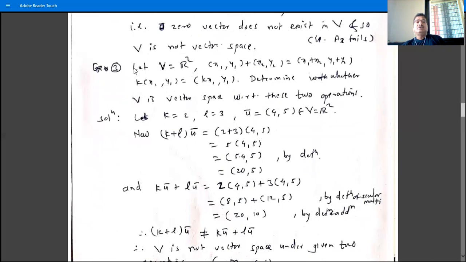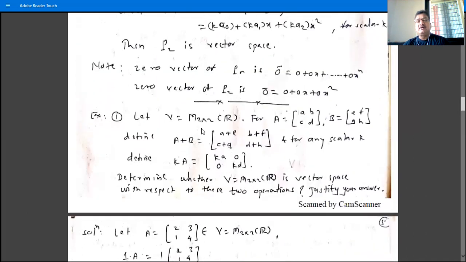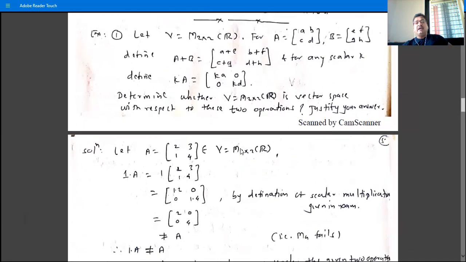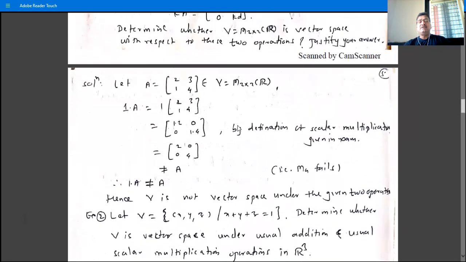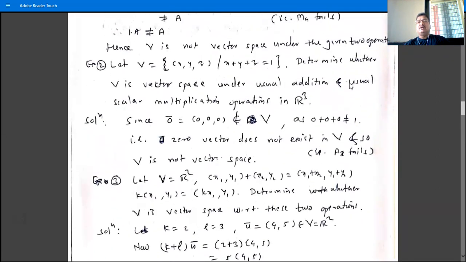Okay. So next example, V is equal to R2. From these two examples, actually this M2 by 2 R is a vector space under usual addition of two matrices and usual scalar multiplication. But by changing the definition of scalar multiplication, what do we get as the result? That V, that is M2 by 2 R, is not a vector space under these two operations. And in this, the addition and usual multiplication are the operations on this set V. But the set is not R3. This V set is some subset of R3.